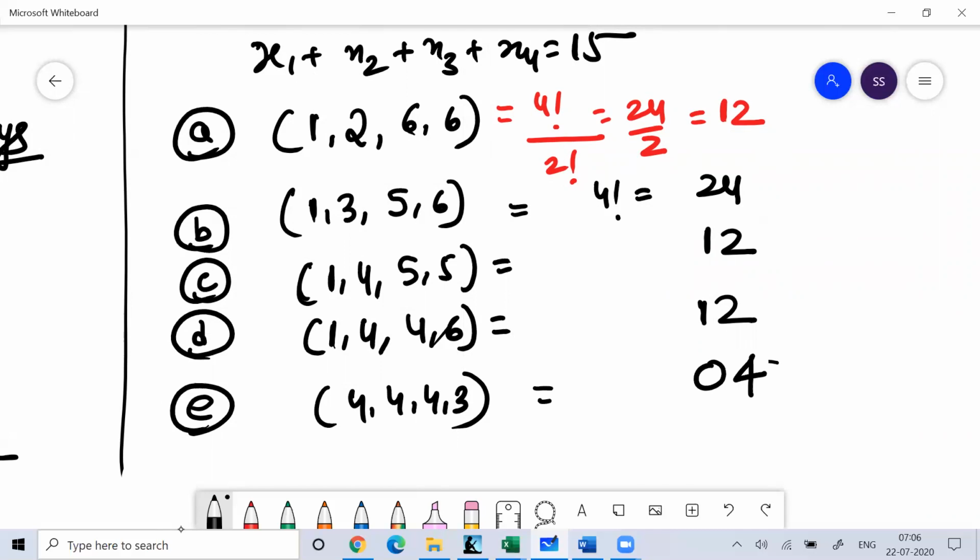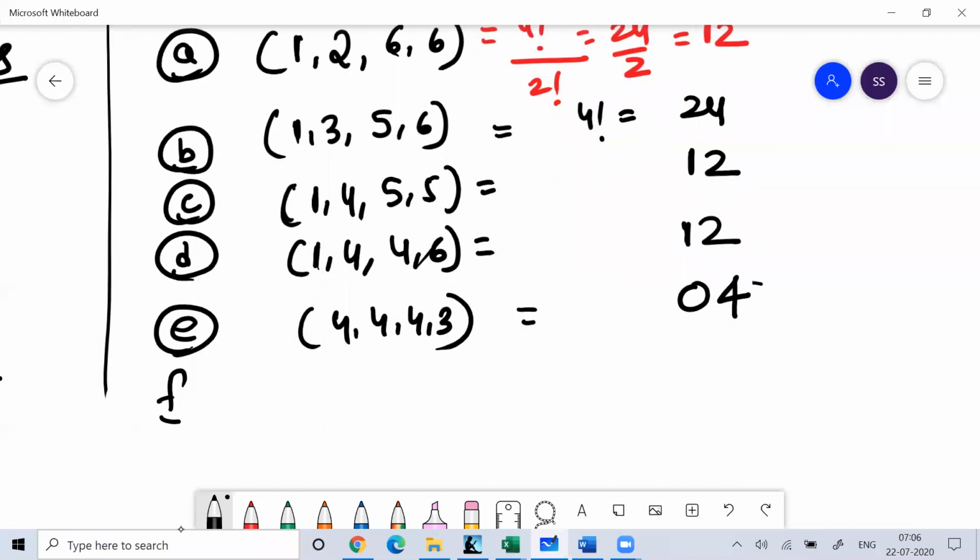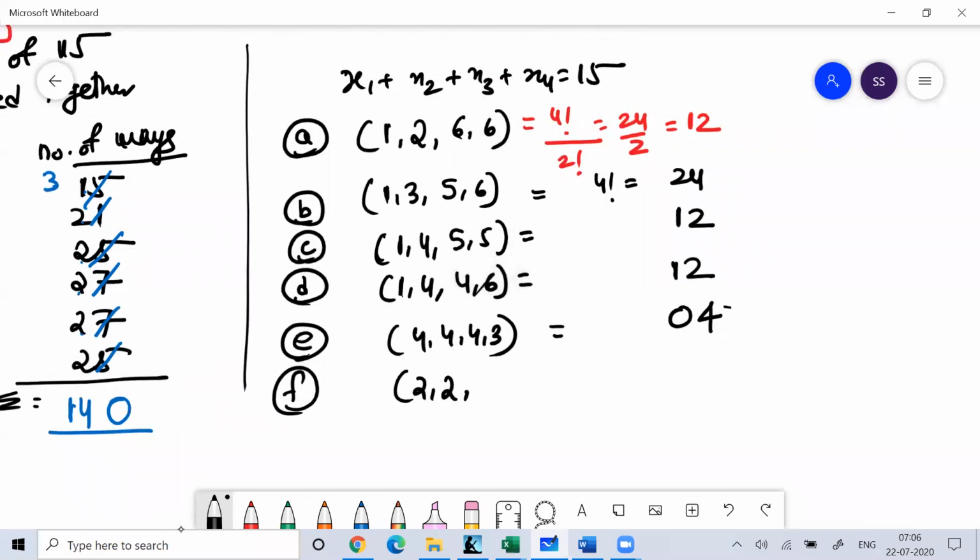So with 1 I'm done. With 2 2 1 already I've tried. Then 2 2. 2 2 means 4. So 15 minus 4 is 11. So let's talk about 2 comma 2. When I talk about 2 comma 2, I get 4. So 4 means 11, I should get the sum 11. So 11 means 5 comma 6. So this is 12.